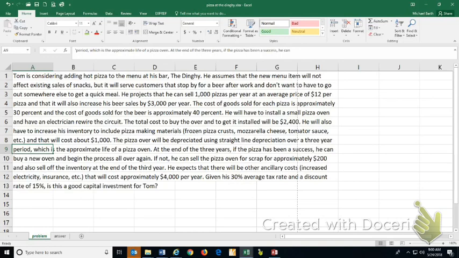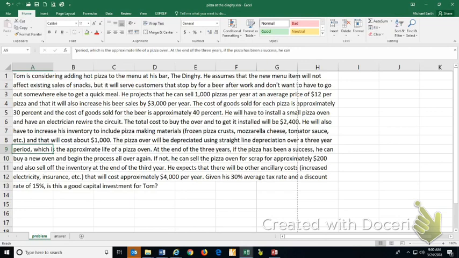All right, so he figures that he'll do this for 3 years and then he'll reevaluate. He can either buy another pizza oven and then start all over again, or he could just wrap this up, sell the pizza oven for scrap, and he thinks he can get $200 for it, and then he'd get rid of all the other ingredients at the end of the 3rd year too. All right, so those are terminal values or last period expenses.